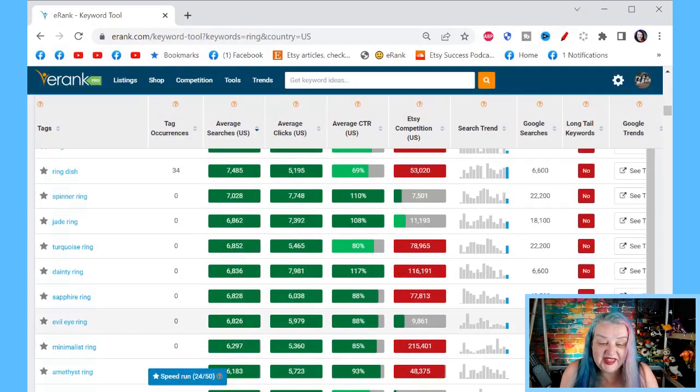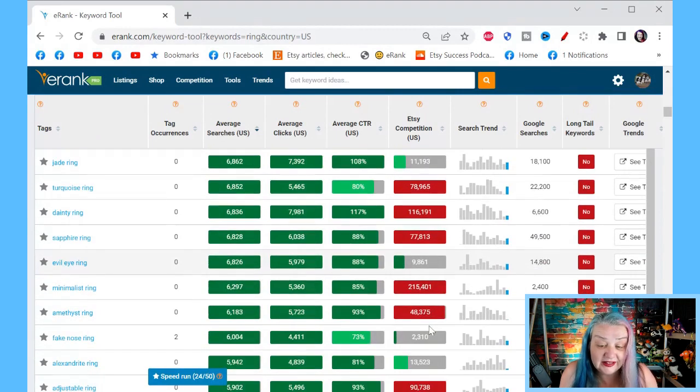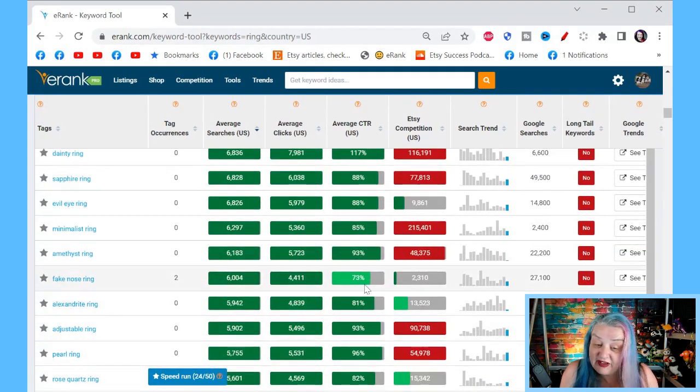Oh, and then in a totally different direction, an evil eye ring. Interesting. Fake nose ring. So didn't we have nose rings and septum rings and a fake nose ring? That looks kind of popular. Now if they want fake nose rings, do they want other kinds of fake, like a fake lip ring or something?